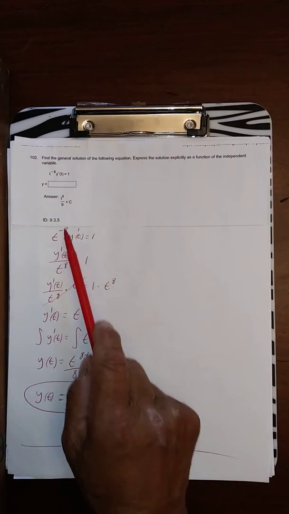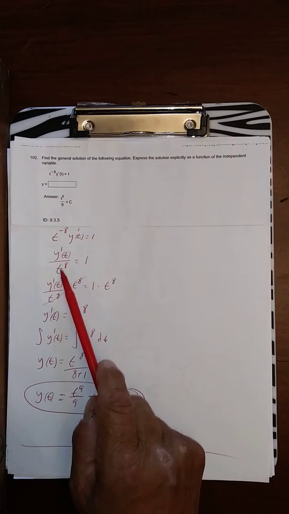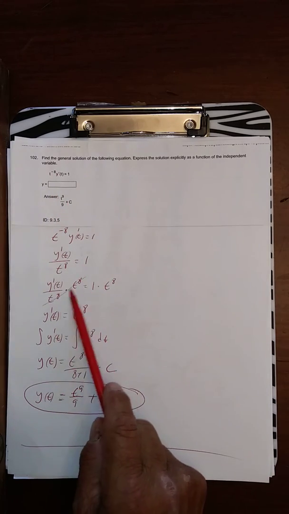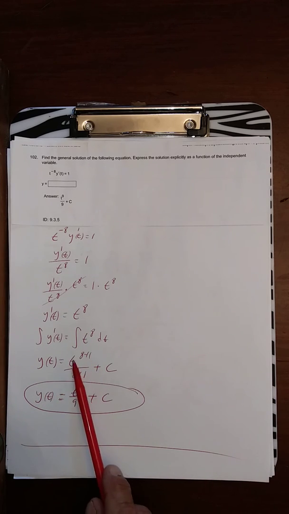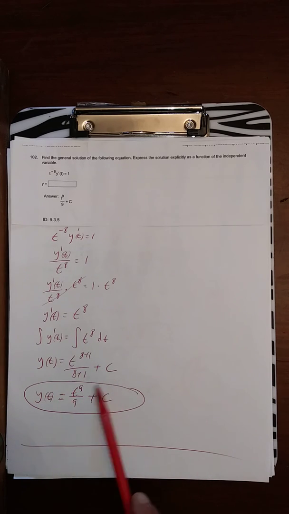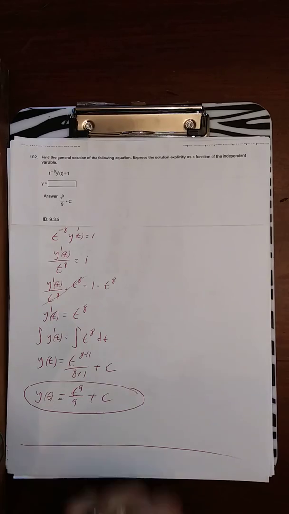Separate this out. Take the t to the minus 8, bring it to the bottom. Cross multiply if you want to think of it that way. So now we have y prime of this. Integrate. So we have t to the 8 plus 1 plus c. So there's the answer.